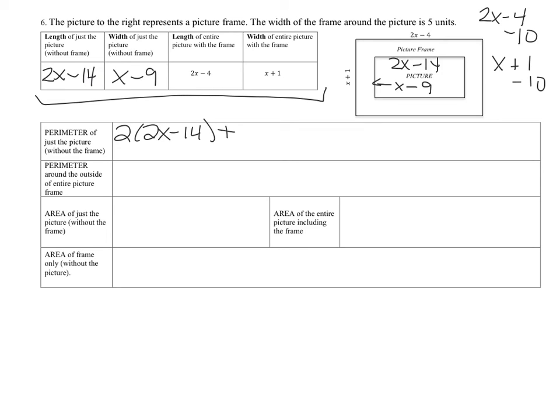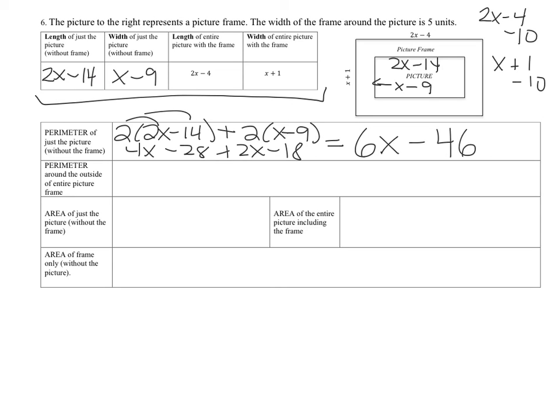And then I'm going to add to that the other side. How many x minus 9s do I have? I have 2 of those. So I'm going to do 2 times x minus 9. And I'm going to distribute. So I'm going to get 4x minus 28 plus 2x minus 18. I'm going to combine my like terms, and when I combine my like terms, I'm going to get 6x minus 46.